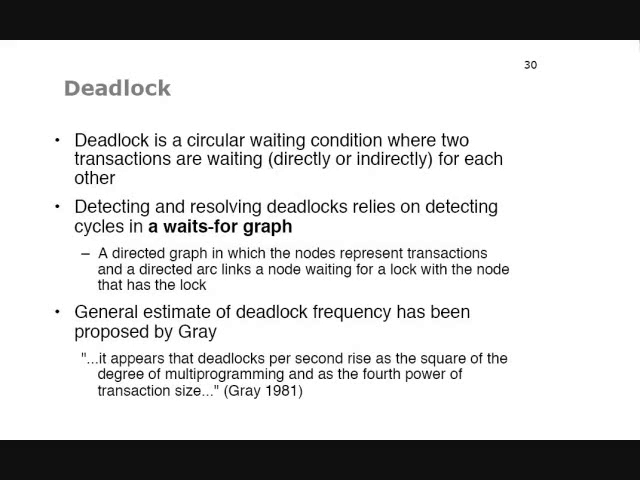So in this waits-for graph, I'm going to have a directed graph in which the nodes are transactions again, but in this case the directed arcs are when a transaction is waiting for another transaction. Generally, the deadlock frequency has been proposed as rising as the square of the degree of multiprogramming and as the 4th power of transaction size. So the larger the transactions, the more multiprogramming I have in my system, the more likely that I am going to have deadlock. Larger transactions might increase the amount of deadlock, and so does multiprogramming.